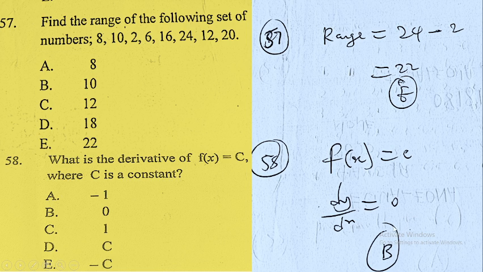When you differentiate 2, you get 0. When you differentiate 1, all those are constants. When I differentiate 1 million, it's a constant, it gives 0. So when I differentiate a constant, I'll have 0. So that's the solution to question number 58.